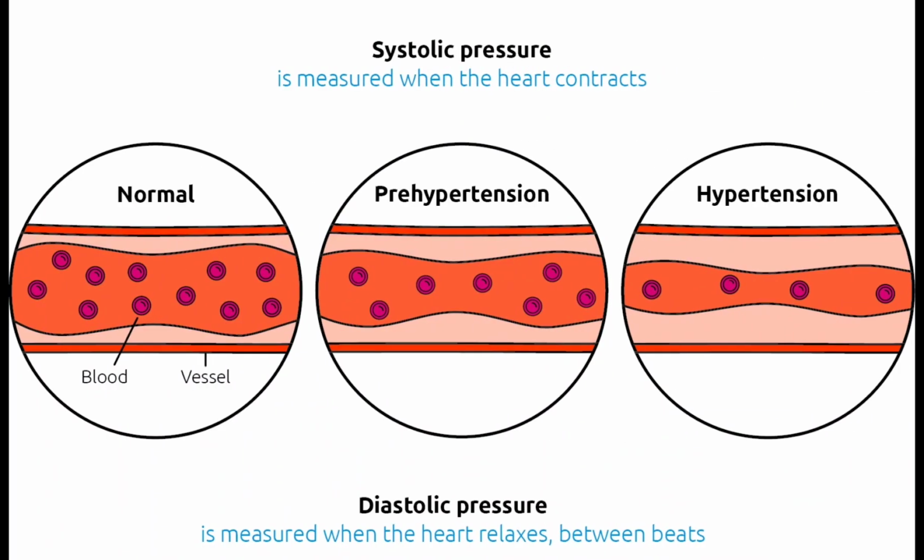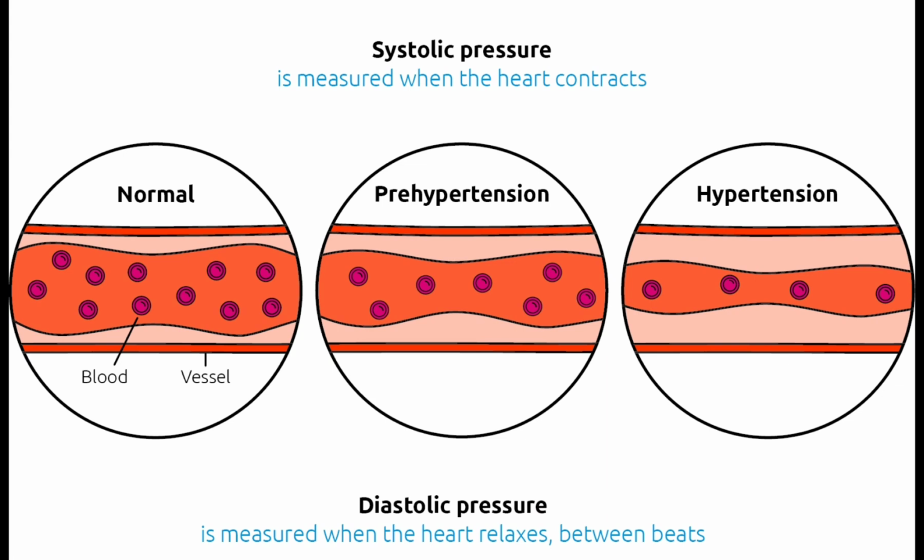This diagram shows how hypertension occurs. You can see a normal blood vessel, and you can see the prehypertensive stage and the hypertensive stage. During the hypertensive stage, the blood vessel gets narrower. And when we talk about the causes, we can mainly divide hypertension as primary hypertension or essential hypertension and secondary hypertension.